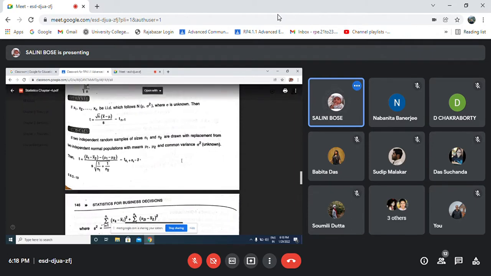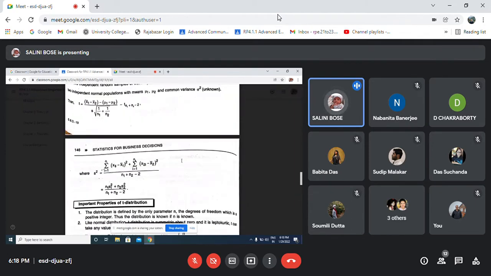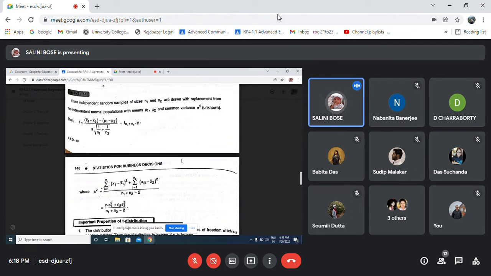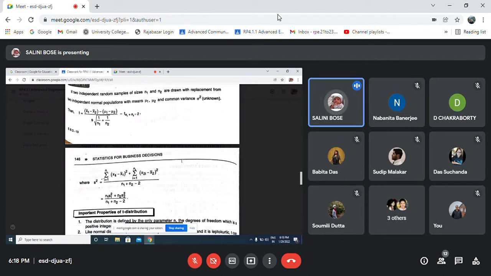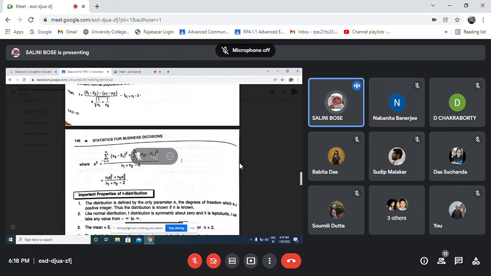Clear? Is it clear? Actually, you have to follow the formulas. You have to remember those formulas. Any doubt? Okay. Then yes.